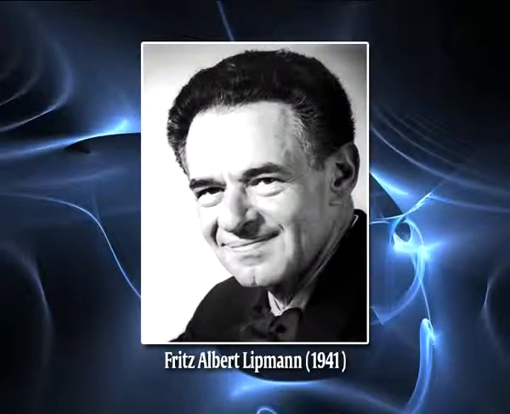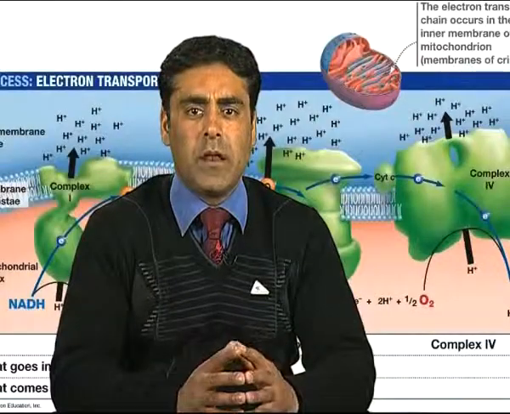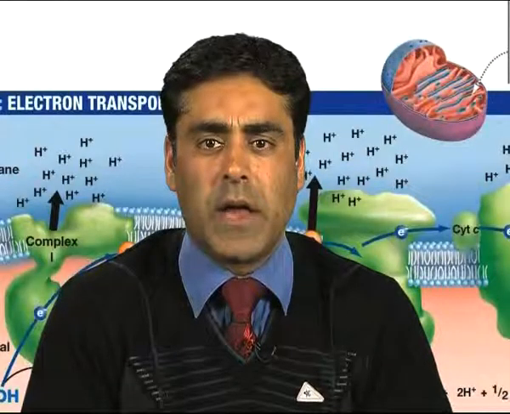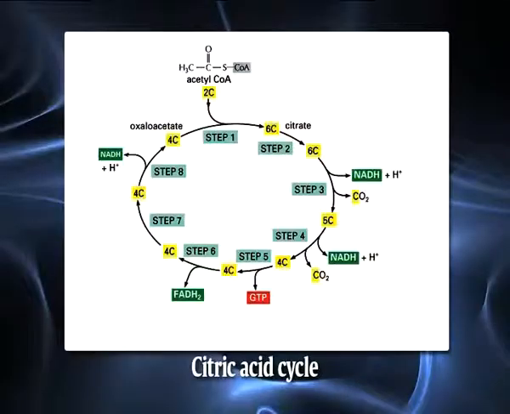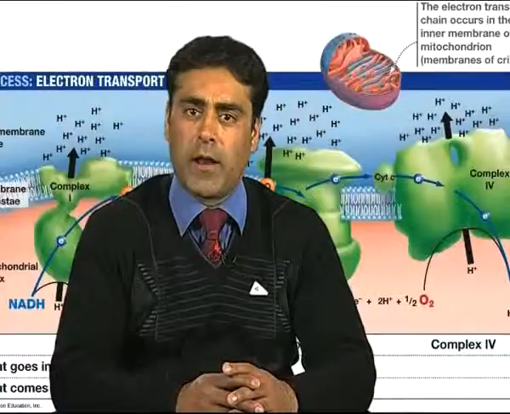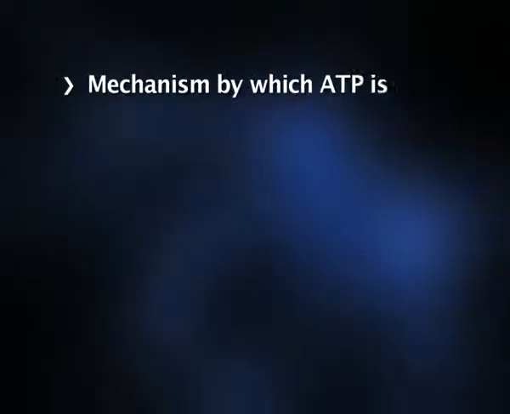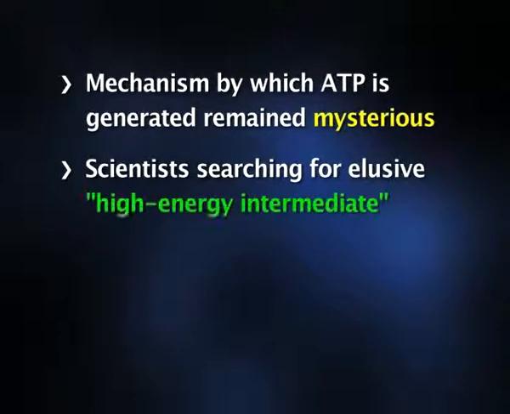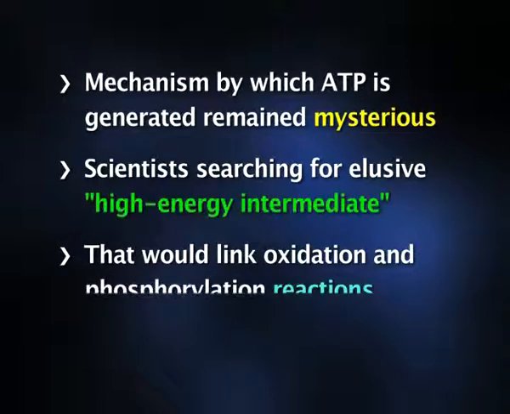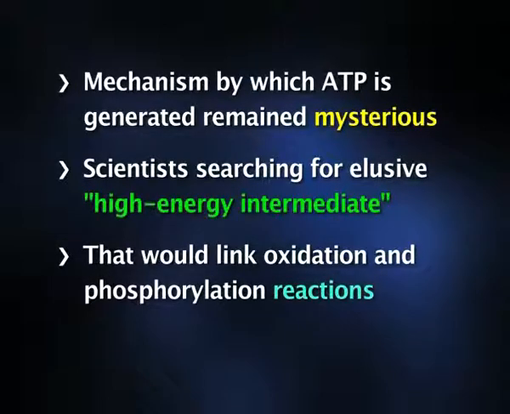in 1941. Later in 1949, Morris Friedkin and Albert L. Lehninger proved that the coenzyme NADH linked metabolic pathways such as the citric acid cycle and the synthesis of ATP. For another 20 years, the mechanism by which ATP is generated remained mysterious, with scientists searching for an elusive high-energy intermediate that would link oxidation and phosphorylation reactions. This puzzle was solved by Peter D. Mitchell with the publication of the chemiosmotic theory in 1961.